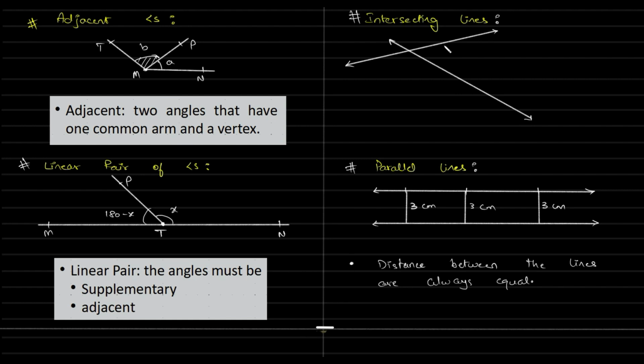While here, if I try to drop a perpendicular, something like this, the distance from point P1 is different than from point P2. See, this is perpendicular. Perpendicular is nothing but 90 degrees. So the distance from P1 to the other line and from P2 to the other line will not remain the same. It will be different. So such lines are intersecting and such lines are parallel.